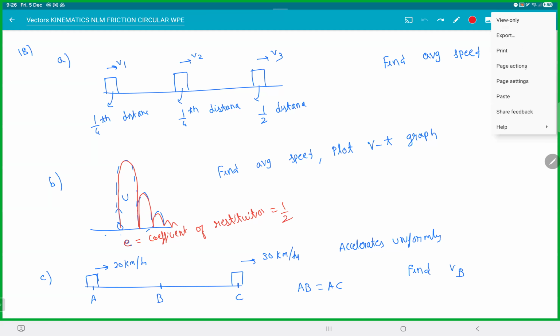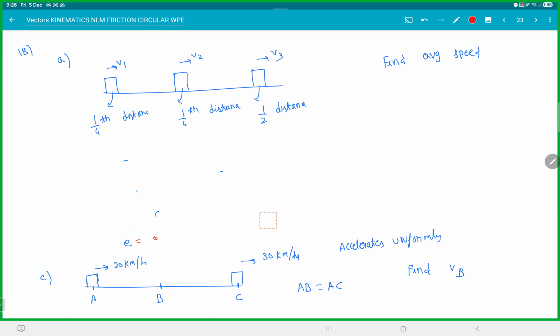Let's see. So 1/4 of the distance. So let this be s by 4. So this time will be t1, which is s by 4 v1. This time will be s by 4 v2. This time t3 will be s by 2 v3.